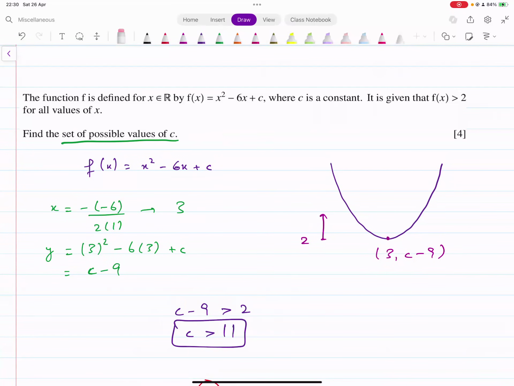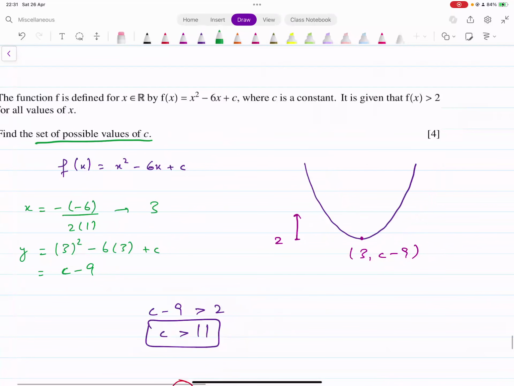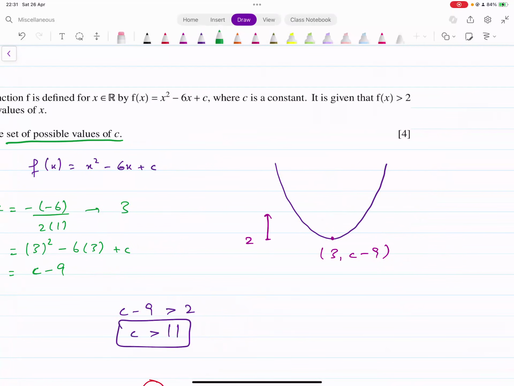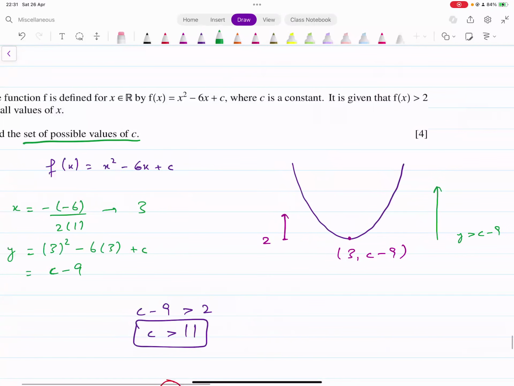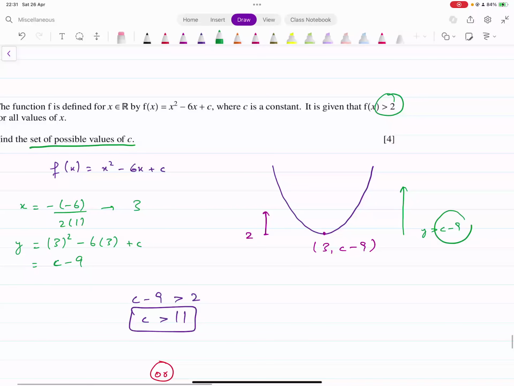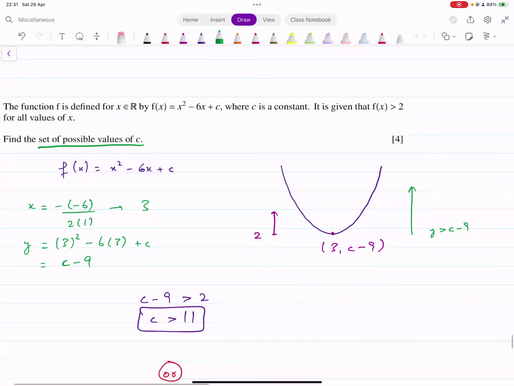Now, what's the range of this function? The minimum point is c minus 9. So the range of the function is going to be y greater than c minus 9. That's the range of this function, right? They have given us that y is greater than 2. We are getting y greater than c minus 9. Compare the two. What do you get from that? If y is greater than 2, then from here, c minus 9 should be greater than 2. So think about it like this, in fact. If they're saying f of x is greater than 2, then the y coordinate here should be 2, because that's what the y value is greater than. It's always greater than 2, right? So we say c minus 9 should be greater than 2, and c is greater than 11 from that. Does that make sense? This is one idea. This is one way to do this.